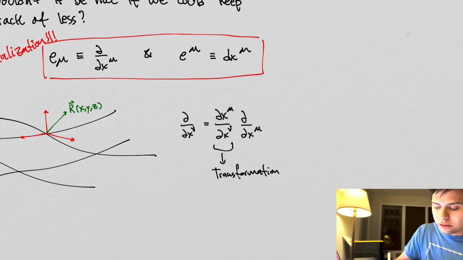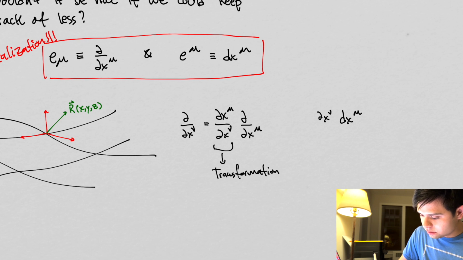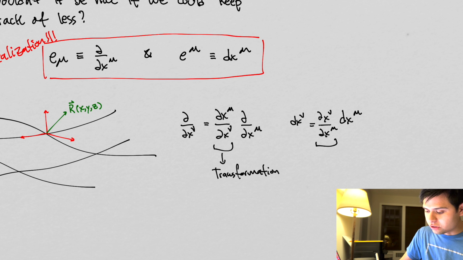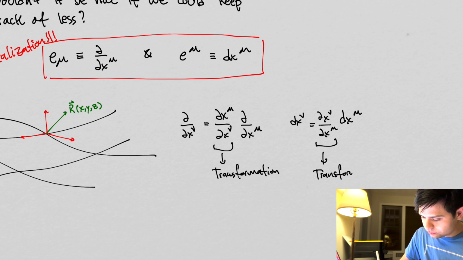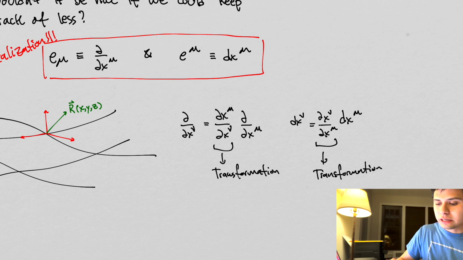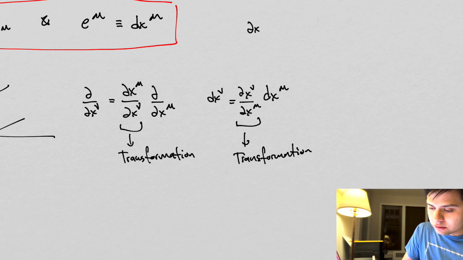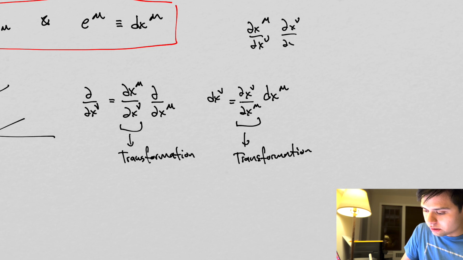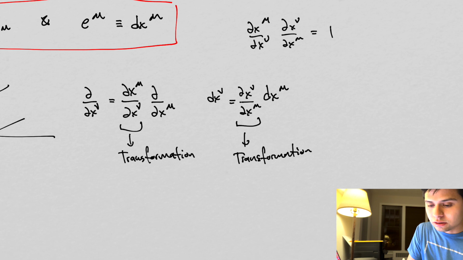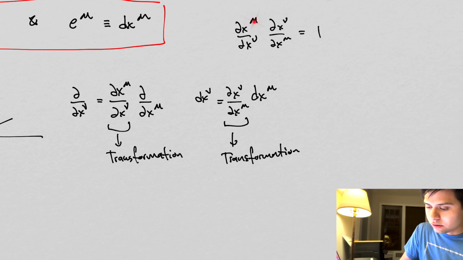So this here is the transformation. Okay, likewise with this guy, we transform it like this. We want dx like that, right? And this is also the transformation, where we can see here that these two transformations are inverses of one another, right? Because if we take dx mu dx nu, dx nu dx mu, well, that equals 1, right? Because this guy here was right here, and this guy here is right here, those two guys are right there.